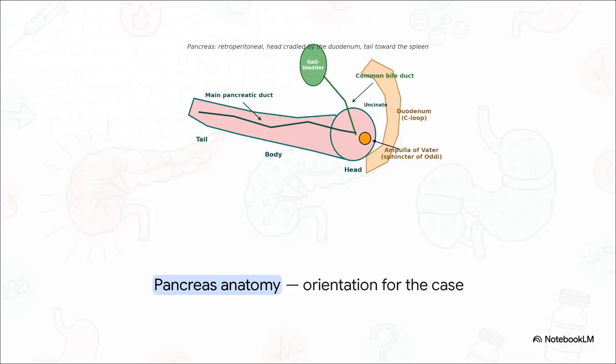Let's think about the anatomy here for a second, just to orient ourselves. Picture the plumbing. The common bile duct coming down from the gallbladder merges directly with the main pancreatic duct. They literally share common plumbing right before they empty into the gut at the ampulla of Vater. And honestly, that shared real estate, that is exactly why our patient is in absolute agony right now.